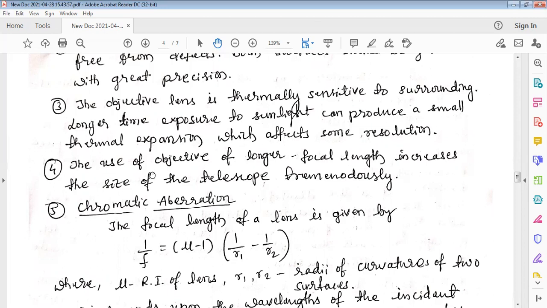Next problem: the use of an objective of longer focal length increases the size of the telescope tremendously. For better clarity or resolution, we have to use an objective of longer focal length. But once the focal length of the objective increases, the size of the telescope also increases tremendously. This is another problem.